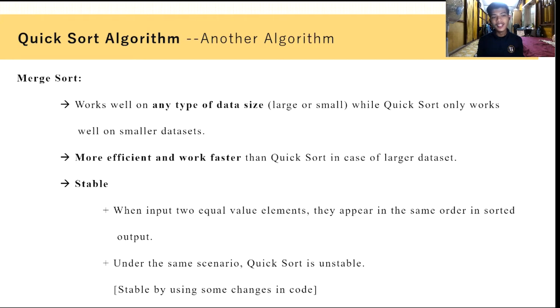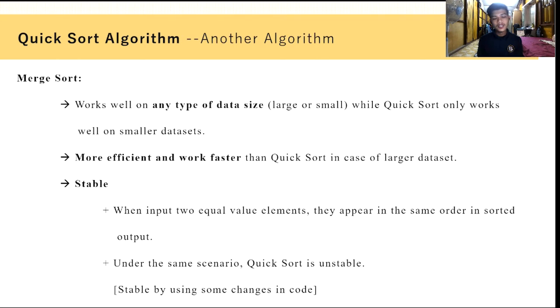So the proof that merge sort is better than the quicksort algorithm is that merge sort works well on any type of data size, either large or small, while the quicksort only works well on smaller data sets. After that, merge sort is more efficient and works faster than quicksort in case of larger data sets.